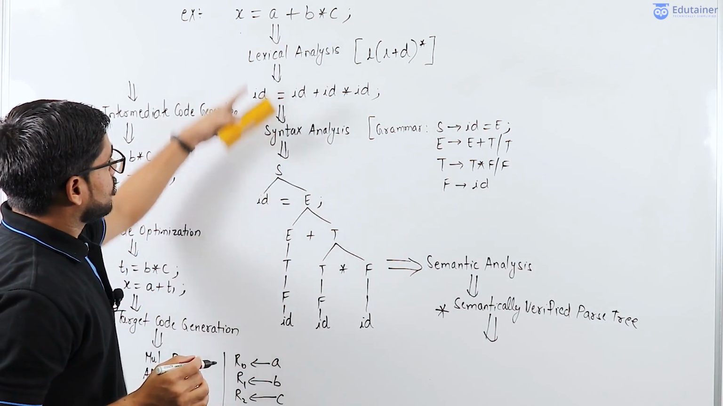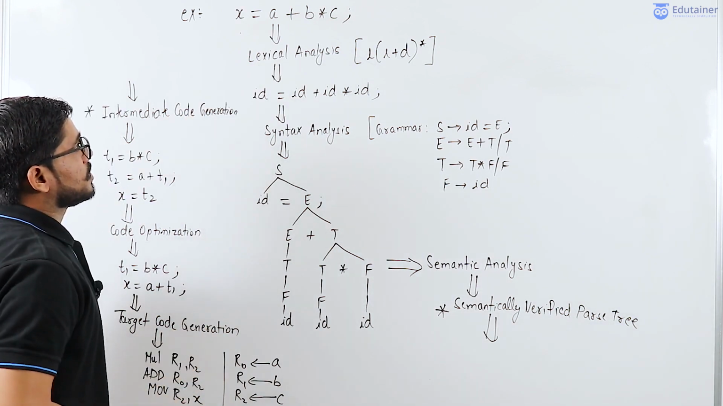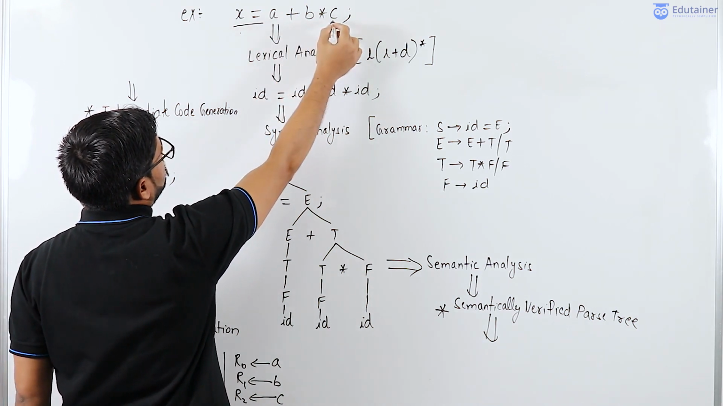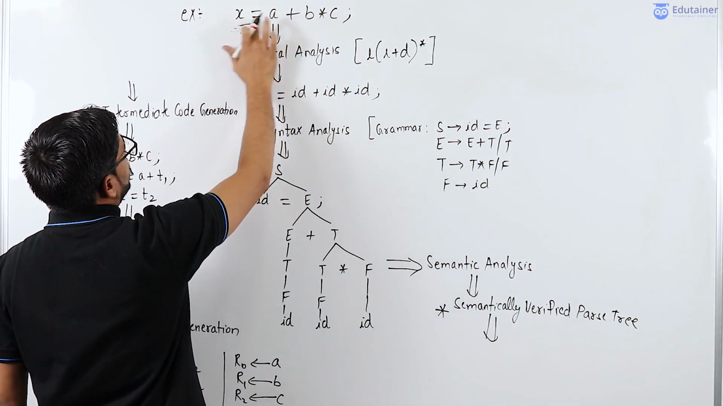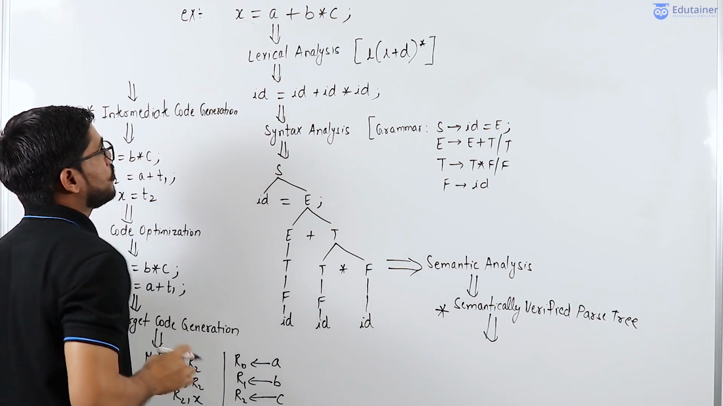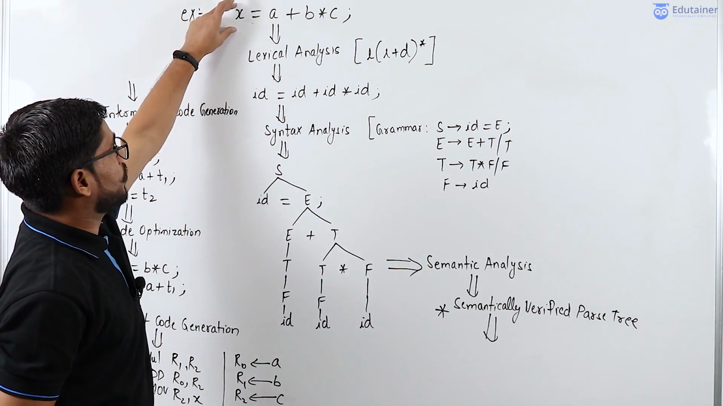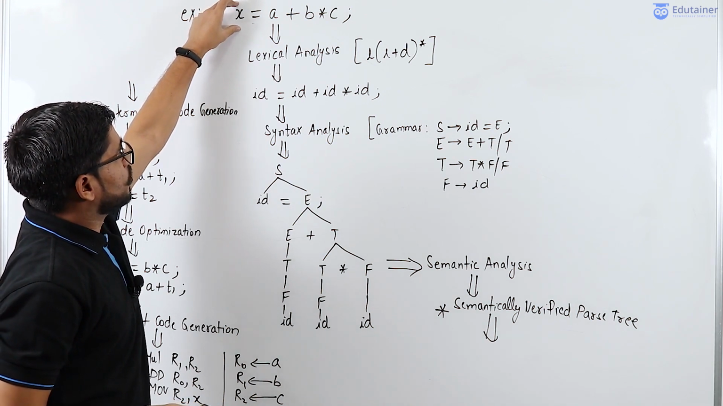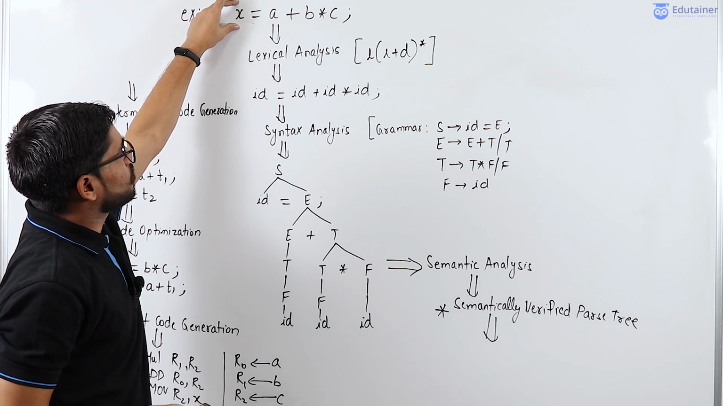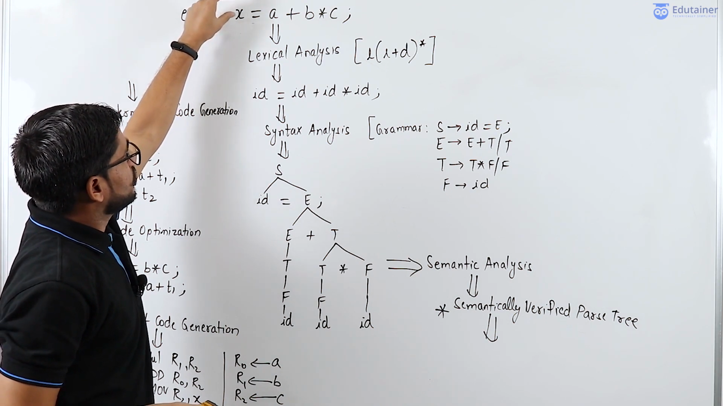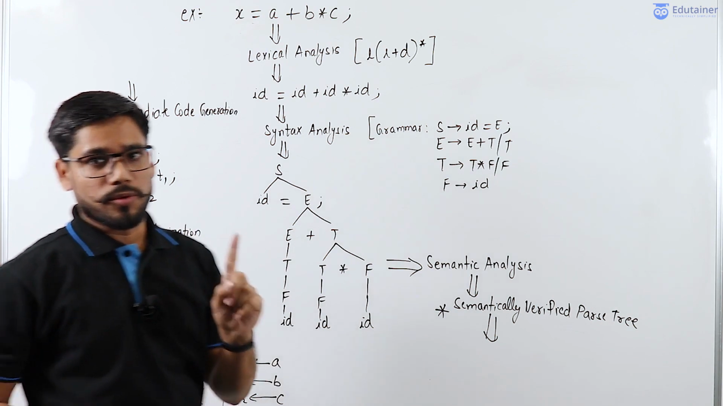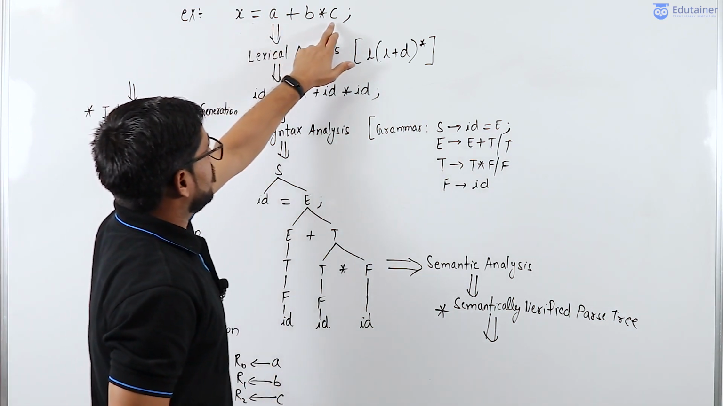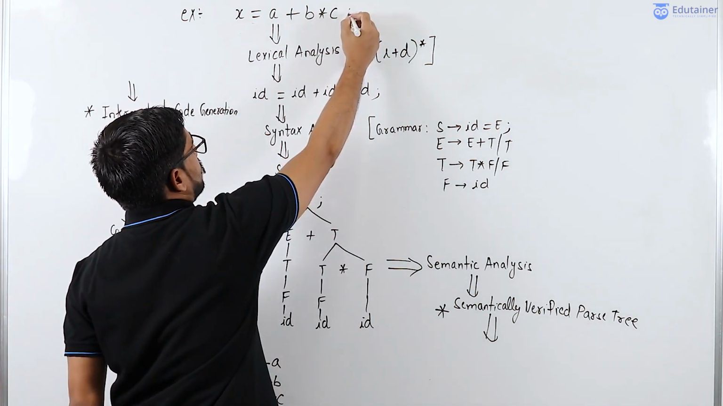Okay, so let's take this particular example. I have written x is equal to a plus b into c. Assume that it is a single program, a single line statement program. Generally we write hundreds of lines of code in a program, but to understand the phases of compiler you have to assume that this single line is one program. x is equal to a plus b into c and then semicolon.